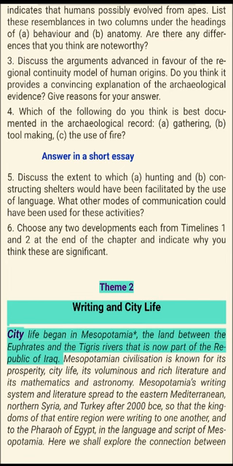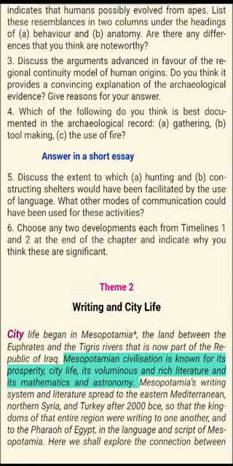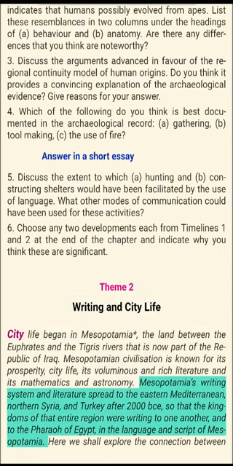Theme 2. Writing and City Life. City life began in Mesopotamia, the land between the Euphrates and the Tigris rivers that is now part of the Republic of Iraq. Mesopotamian civilization is known for its prosperity, city life, its voluminous and rich literature, and its mathematics and astronomy. Mesopotamia's writing system and literature spread to the eastern Mediterranean, northern Syria, and Turkey after 2000 BCE, so that the kingdoms of that entire region were writing to one another, and to the Pharaoh of Egypt, in the language and script of Mesopotamia.